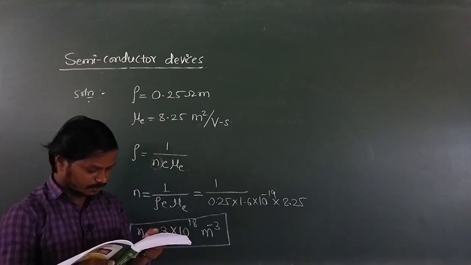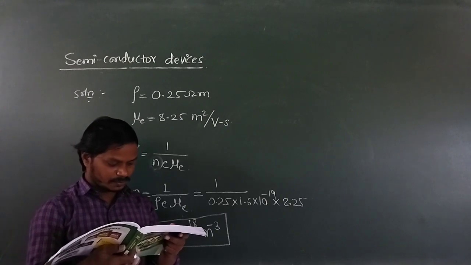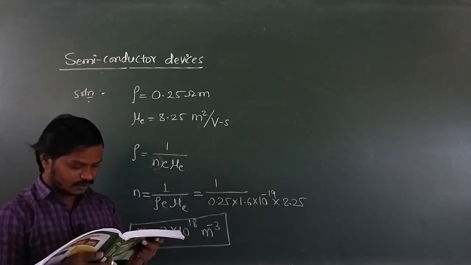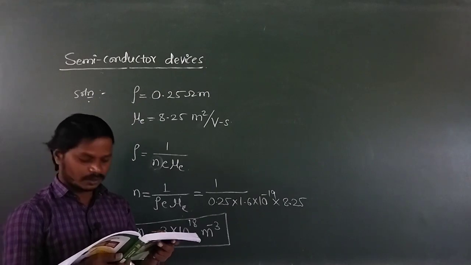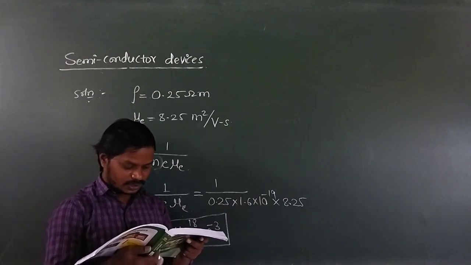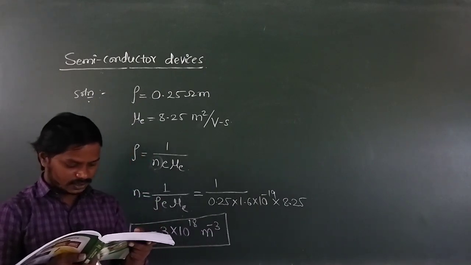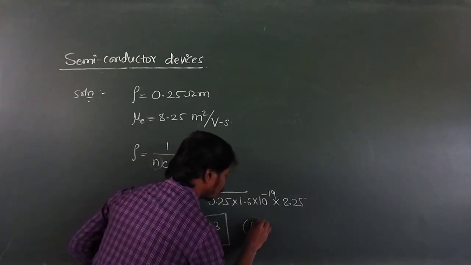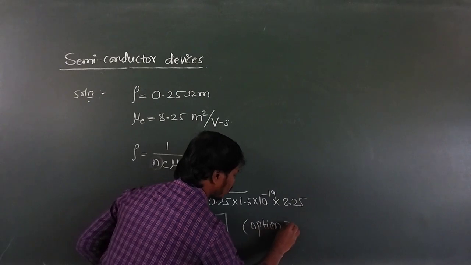Options are: first option 3 into 10 to the power of 16, second option 3 into 10 to the power of 17, third option 3 into 10 to the power of 18, and last option 3 into 10 to the power of 19. Hence option 3 is correct.